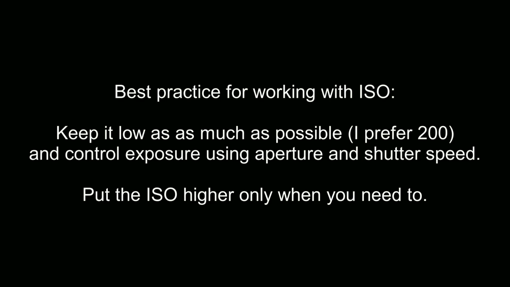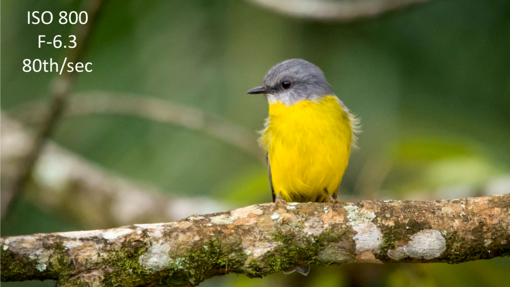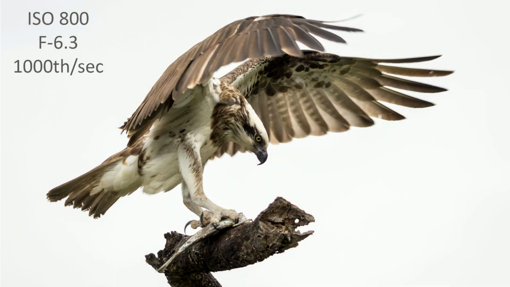Regardless of what camera you use, the general rule to follow is this: keep your ISO low as much as you can, I prefer 200 ISO, and control your exposure as much as possible using just aperture and shutter speed. There are definitely situations where you have no choice but to increase the ISO, because a noisy photo is still better than a blurry photo.